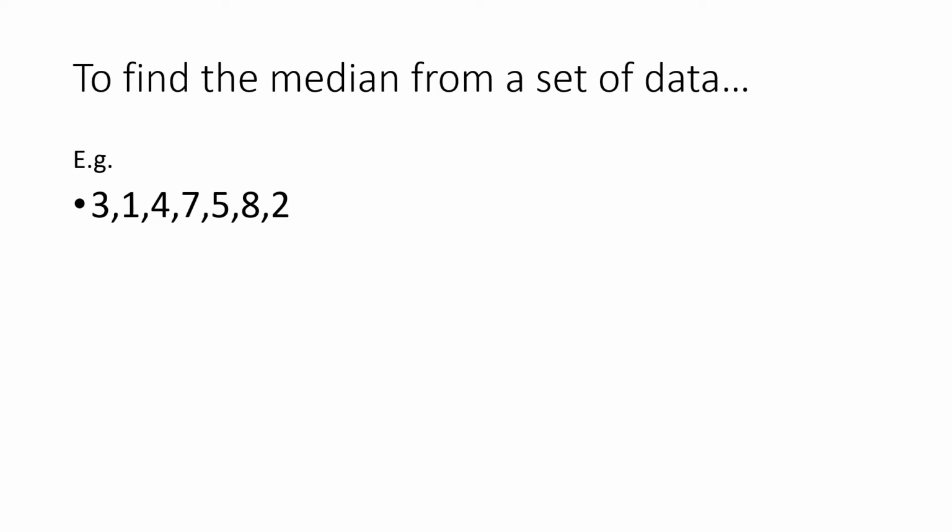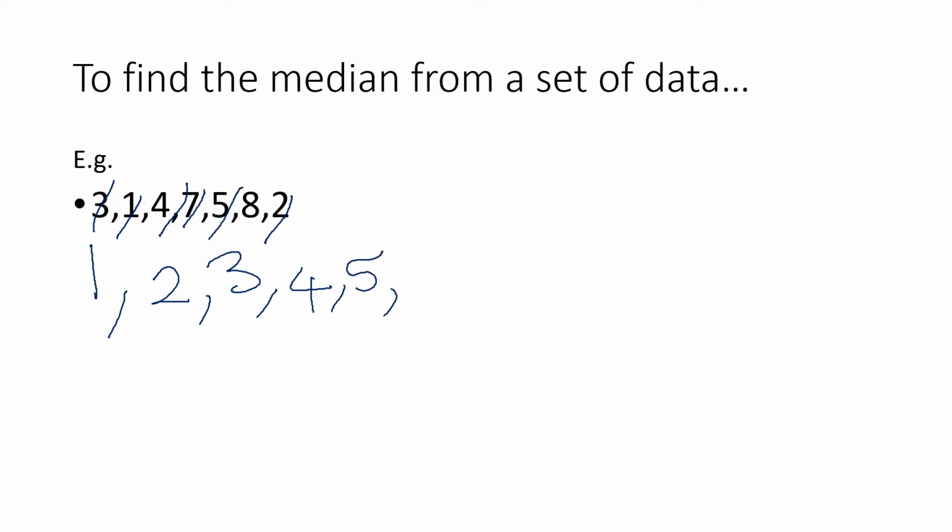So I've got a 1, I'm going to cross them off as I go, then I've got a 2, next lowest is 3, 4, 5, 7 and 8, and because I've crossed them through I know I've got them all.